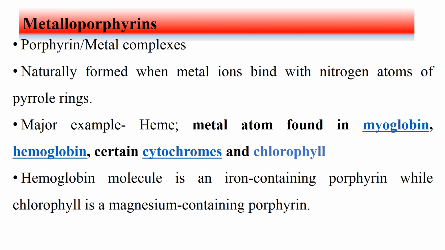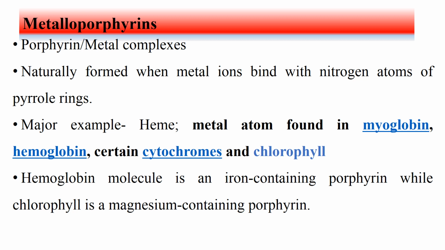Forming the type 3 porphyrins are the metalloporphyrins. The metalloporphyrins are porphyrin metal complexes which are naturally formed when metal ions bind with the nitrogen atoms of the pyrrole links. A major example is heme, which has a metal atom and is found in myoglobin, hemoglobin, certain cytochromes, and chlorophyll.